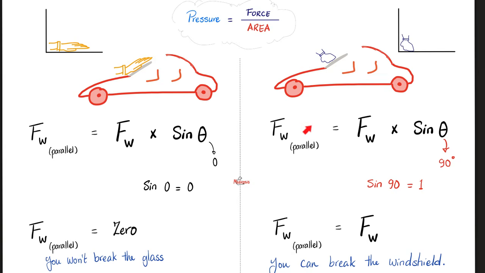Don't worry. But if you punch the windshield head on, what's the angle now between your hand force and the horizontal axis? It's 90 degrees, medicosis. What is sine 90, please? 1. Oh! You will have the entire weight of your force on that spot of the glass, and you can break it this way.